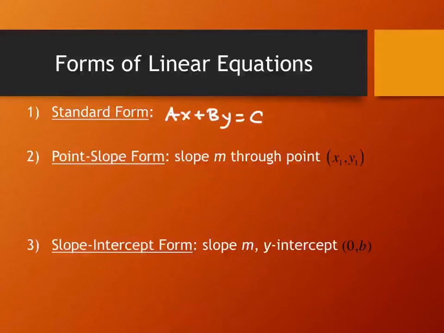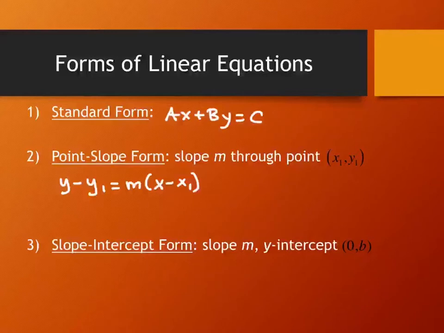Point-slope form of a line. This is the slope m through a point (x1, y1). And this equation looks like this: y minus y1 equals m times (x minus x1). And so what you see present in this form is you see the slope right here, and you also see the ordered pair (x1, y1), kind of where I highlighted there. So you have a point and a slope.